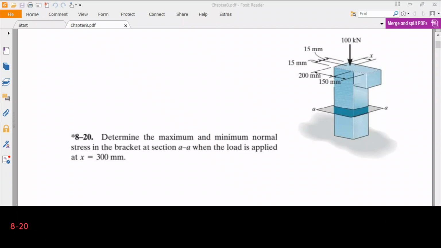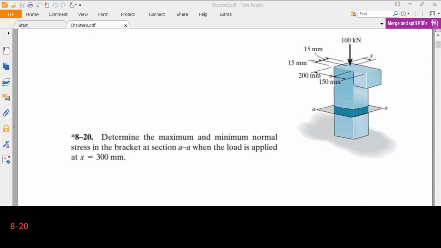Okay, now we will continue with the combined loading. In fact, we have been dealing with the linear problems. So axial loading, transverse loading, torsion, bending, all are linear problems. Therefore, we can apply the superposition principle in case of combined loading.